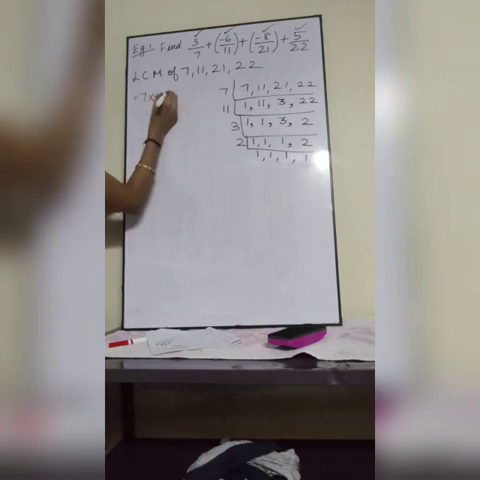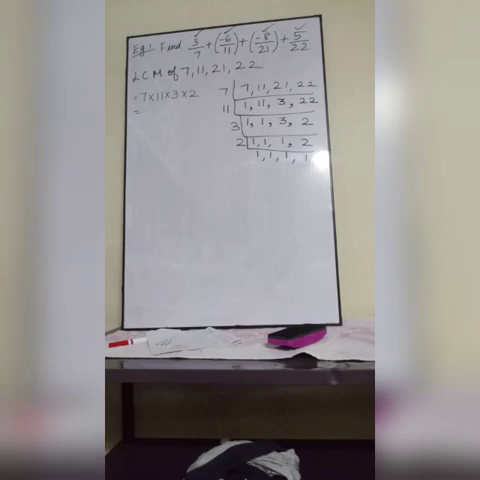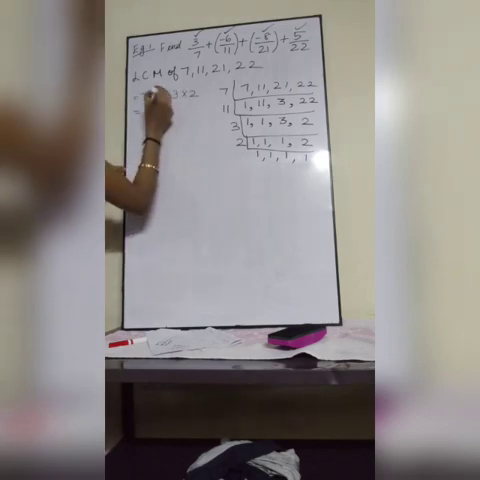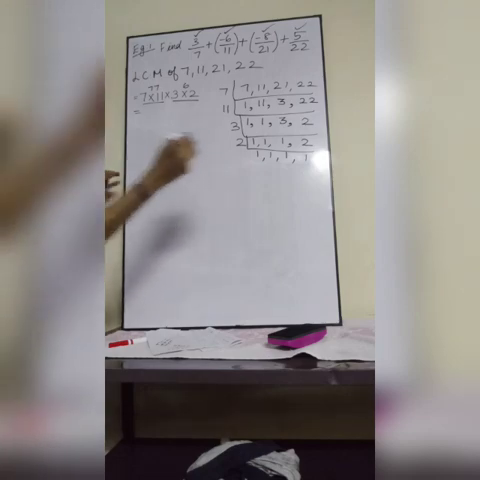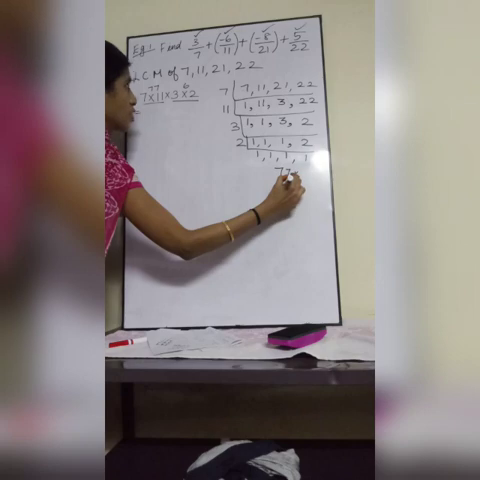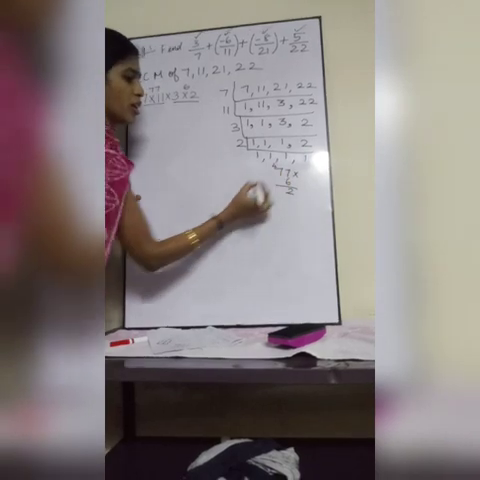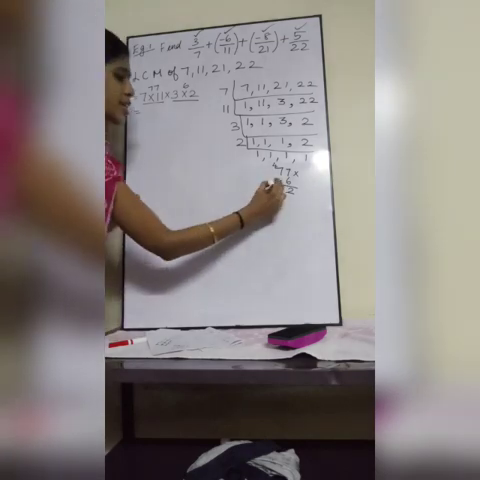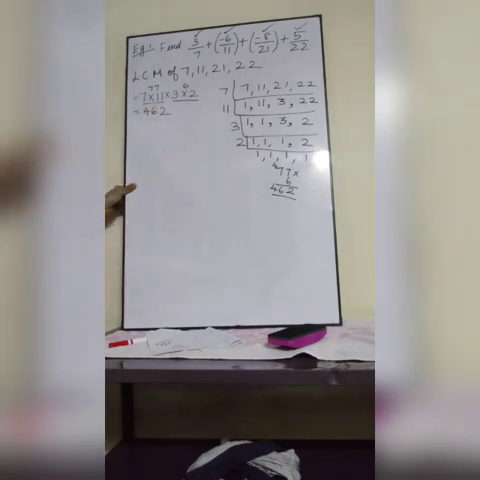7 into 11 into 3 into 2. Right. So 7 into 11, 77. 3 into 2, 6. Now 77 into 6, you can do the calculation. 77 into 6: 7 sixes are 42, 42 plus 4, 46. So what is your LCM value here? 462. Okay, so the LCM value which you have got is 462.